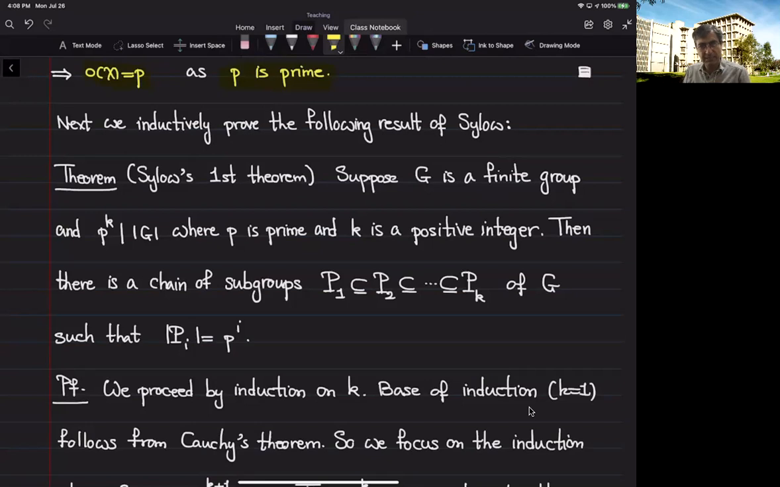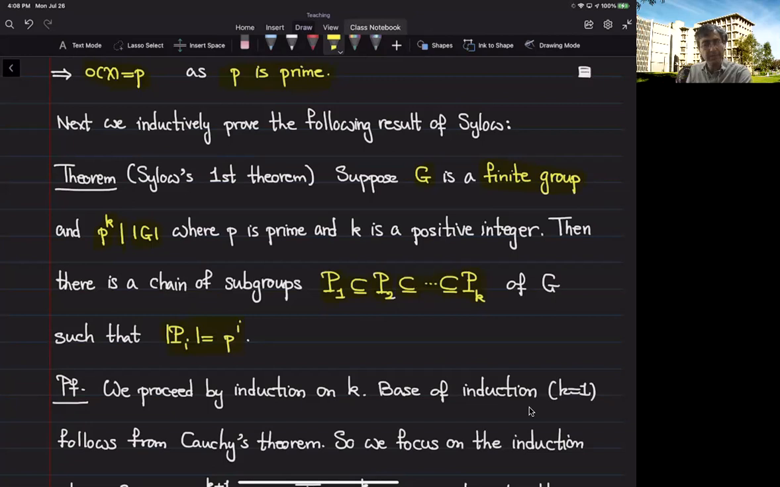So instead of just asking for a subgroup of order p, we are going to ask for a subgroup of order p to the k. So Sylow's first theorem can also be considered as a partial converse of Lagrange's theorem. G is a finite group, p is a prime number, and p to the k divides the cardinality of G. Then G has a subgroup of order p to the k. In fact, G has a chain of subgroups P1 contained in P2, contained in P3, and so on up to P sub k, and the cardinality of P sub i is precisely the prime number p raised to power i.